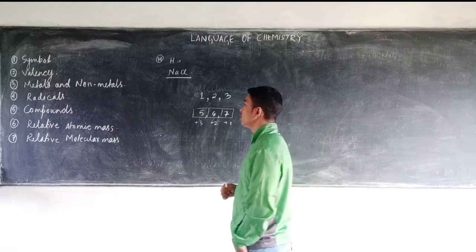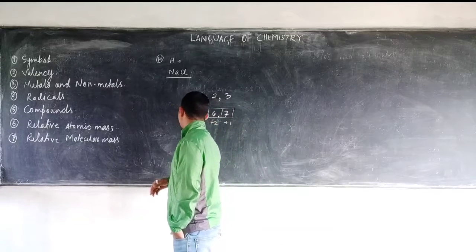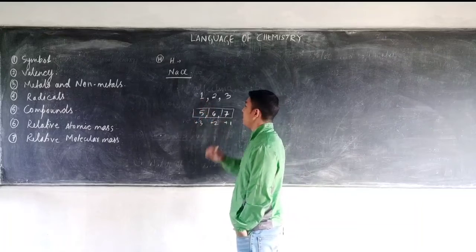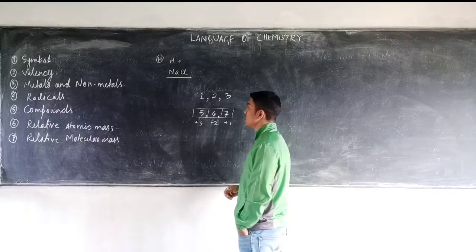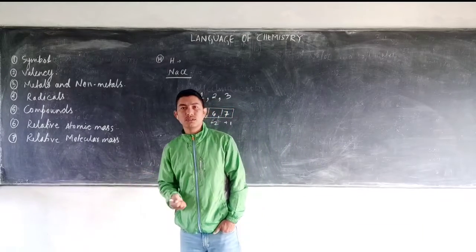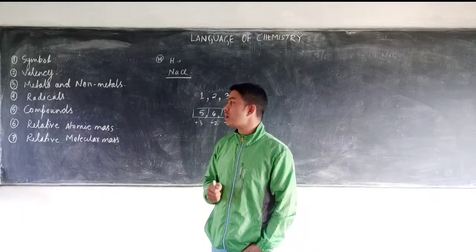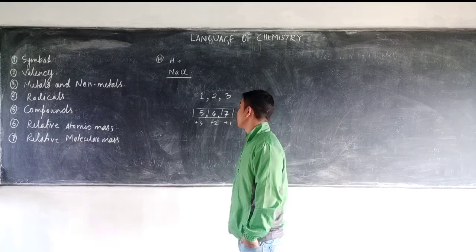So metals and non-metals can be classified according to their valence electrons. The ones that can donate electrons are known as metals, and those that can receive electrons are known as non-metals.